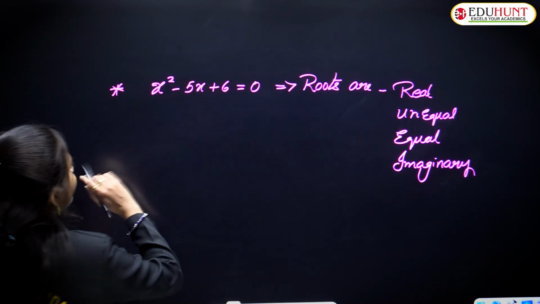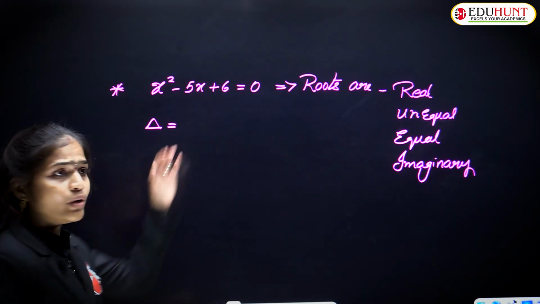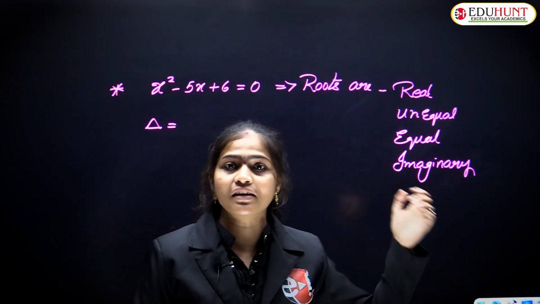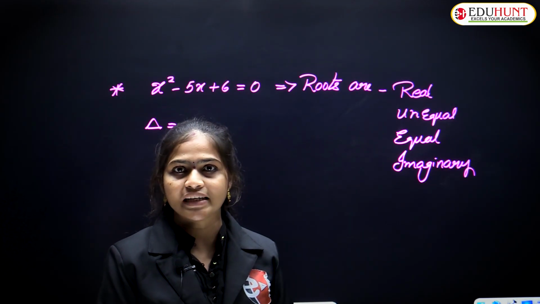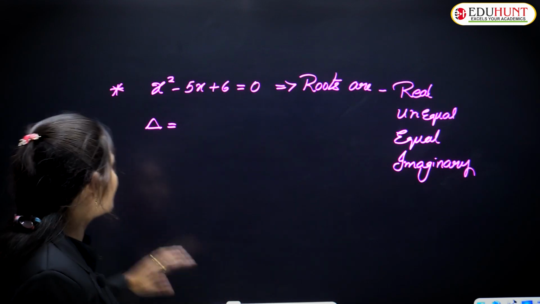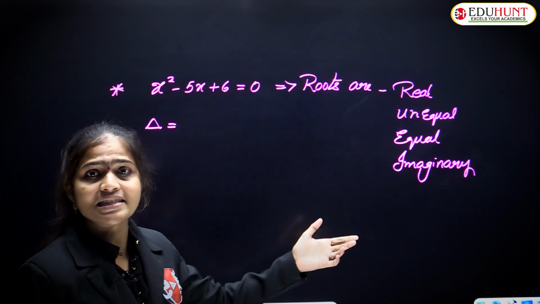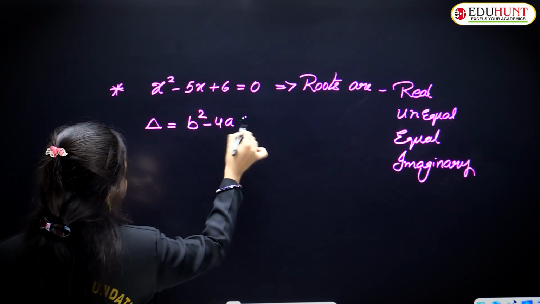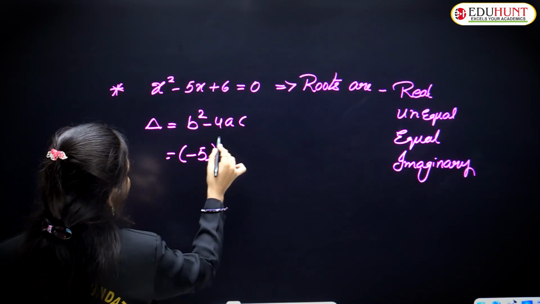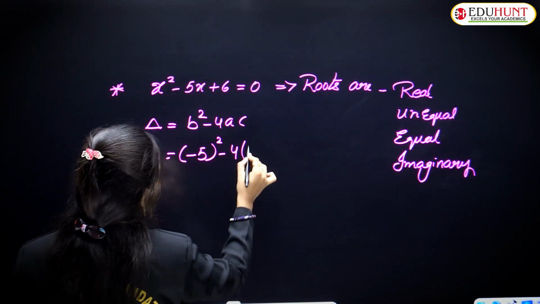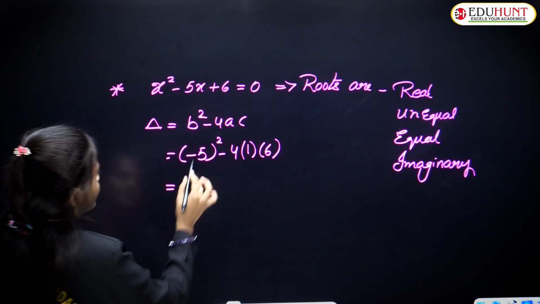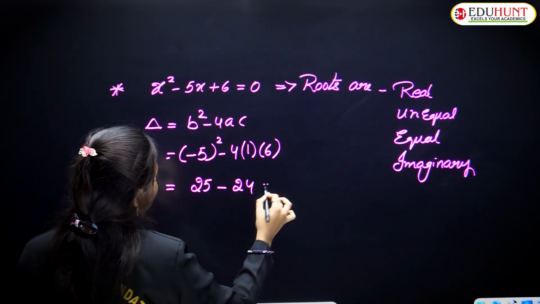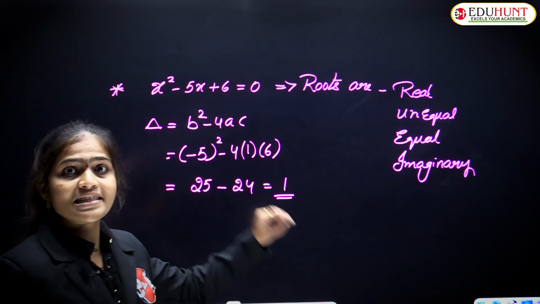See here, first we need to find the delta. There is no need to find the roots of this quadratic equation. To find the roots, we have the factorization method, or we can use the quadratic formula. But here, without using those two, by using the delta we can say which type of roots they are. Delta is equal to b² - 4ac, so b = -5, (-5)² - 4 × a = 1 and c = 6, which is 25 - 24, which equals 1. So 1 is the value of delta.